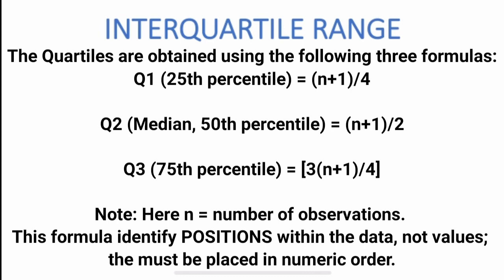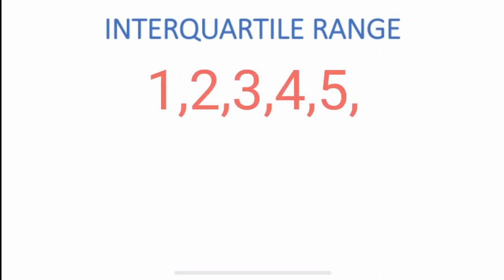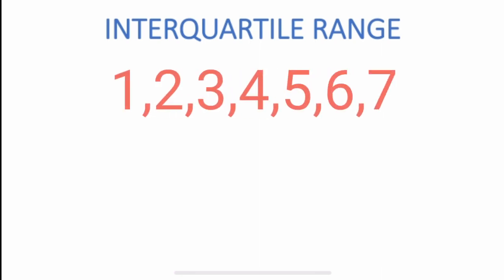This formula identifies the position within the data, not the values. It tells the position of the value, and the data must be placed in numeric order, which means it should be in sorted form. Now let us understand interquartile range by taking an example. Suppose there are numbers 1, 2, 3, 4, 5, 6, 7, and we have to find the interquartile range for these numbers. So how do we do that? First of all, it should be in numeric order. So is it by default?